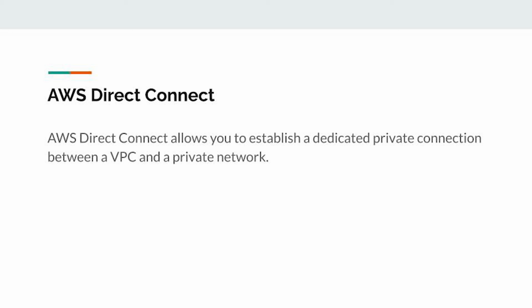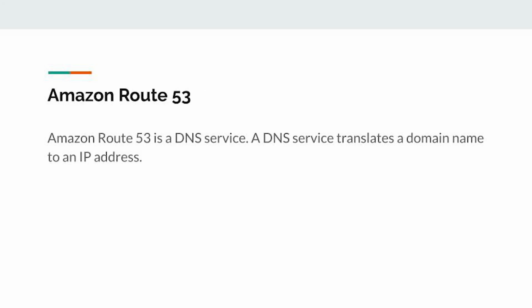Similar to a VPN connection, a virtual private gateway should be attached to the VPC to allow Direct Connect traffic into the VPC. Next topic, Amazon Route 53. Amazon Route 53 is a DNS service. A DNS service translates a domain name to an IP address.